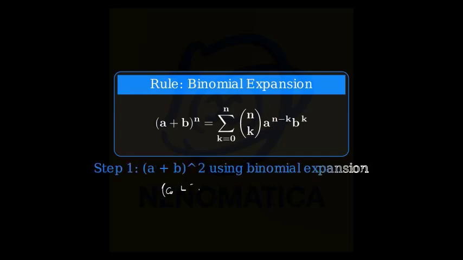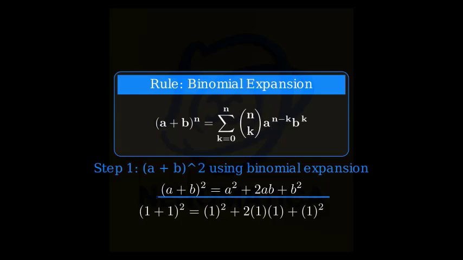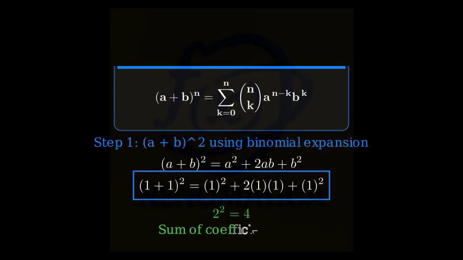Step 1. Let's compute the sum of coefficients for (a + b)^2. First expand using the pattern a^2 + 2ab + b^2. To get the sum of coefficients, set a equals 1 and b equals 1. That becomes 2^2, which equals 4.